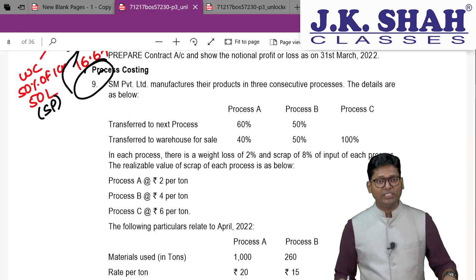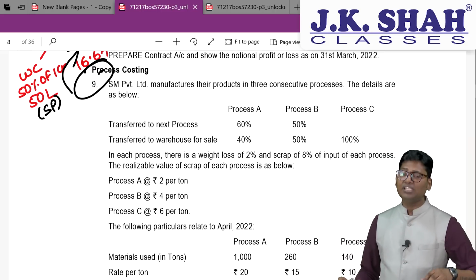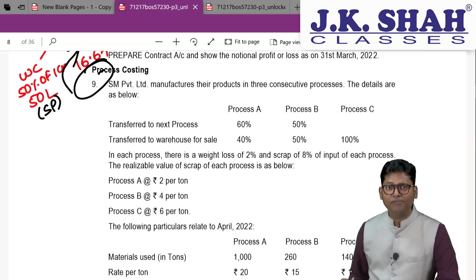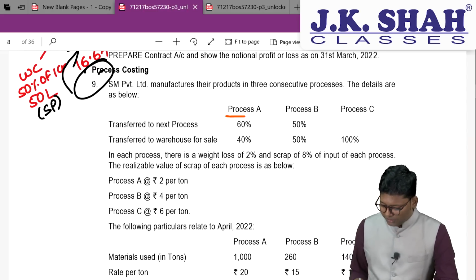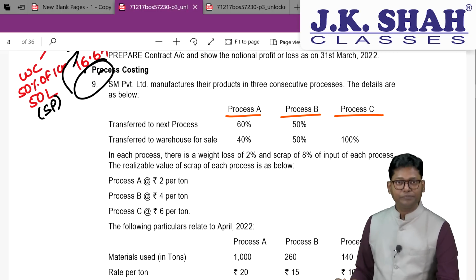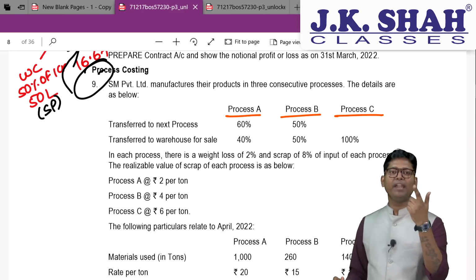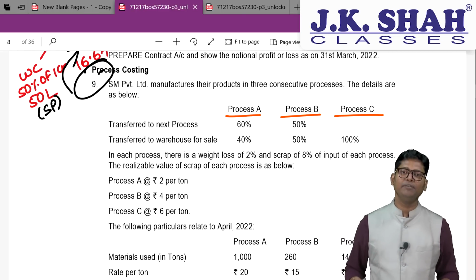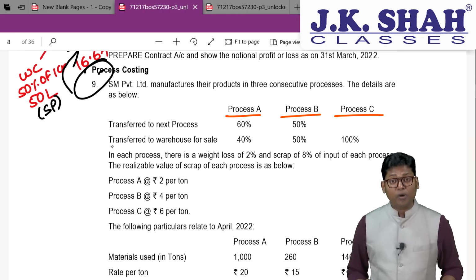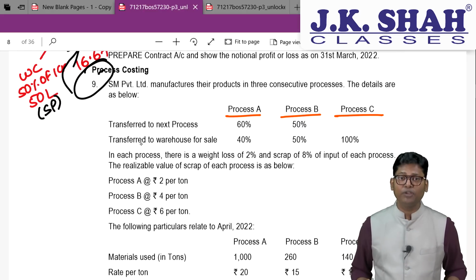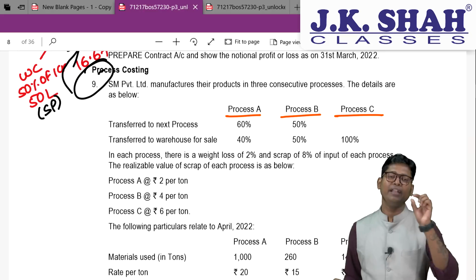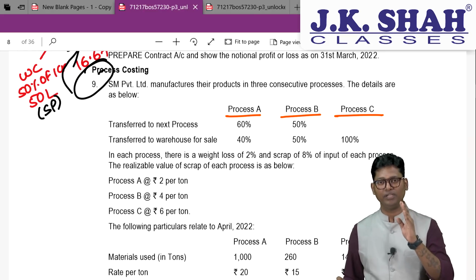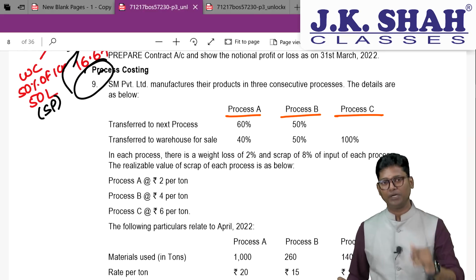Now, if you read question number 9, clearly each and every piece of information is given, no hidden adjustment. SM Private Limited manufactures their products in 3 consecutive processes. The details are as follows. Process A, process B and process C, a total of 3 processes are covered here. The proportion of the output which is to be transferred to the next process is given as 60%, 50%, and the proportion of output which is to be transferred to the warehouse for selling purposes is given as 40%, 50% and 100%. So the entire output on the credit side of the process account is to be bifurcated into 2 parts.